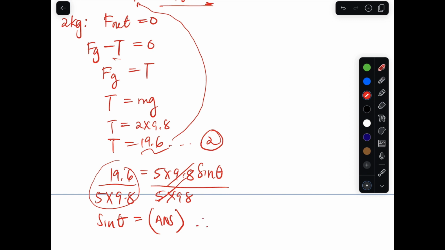But we want the angle here, so the angle is equal to second function sine of 19.6 divided by 5 times 9.8, which is theta. When you punch that in the calculator, it will be 23.58 degrees. That's the end of the question.